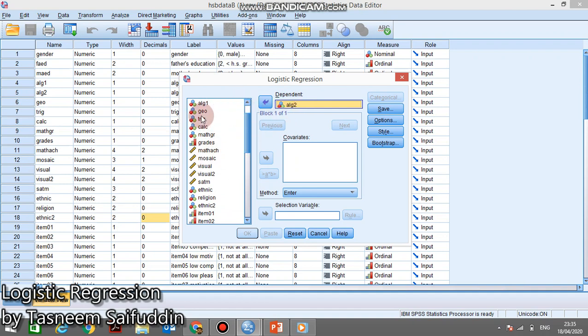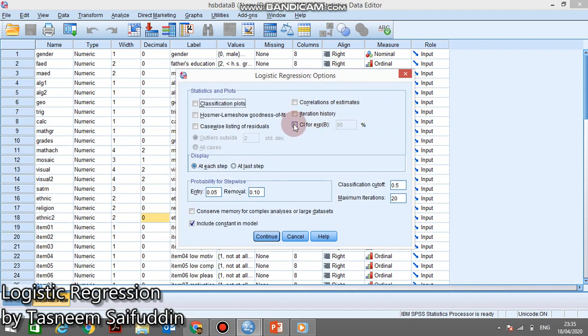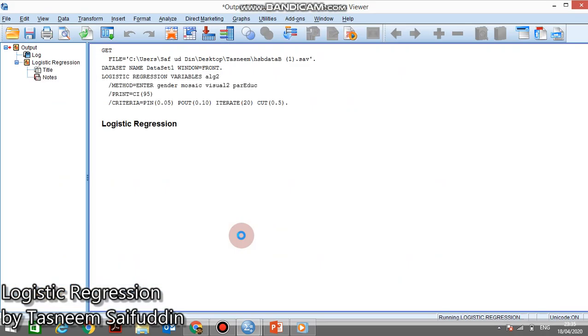Now we have gender as one variable, we have mosaic, we have visualization 2, or we can take it as visualization 1, and we can take parents' education. We are going to shift them into the covariate box. Make sure the method we select is the enter method. Select options. We are going to click on confidence interval, that must be 95%, or if 90 it's also okay. Click on continue, click on OK.